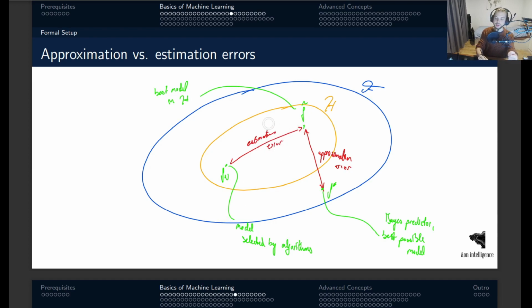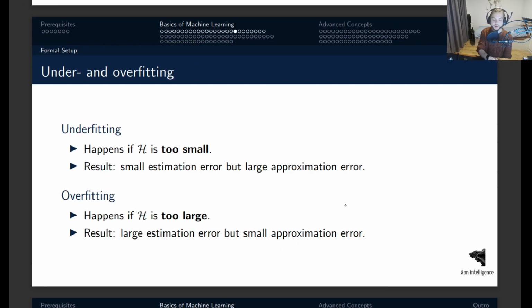However, if H is really small, then it might be that this entire hypothesis class is far away from the best possible model, F star, and therefore the approximation error will be quite large. The opposite problem is overfitting, and this is if your hypothesis class H is too large, you have too many functions to choose from. And the result is opposite to underfitting. This time you have large estimation error, but small approximation error.